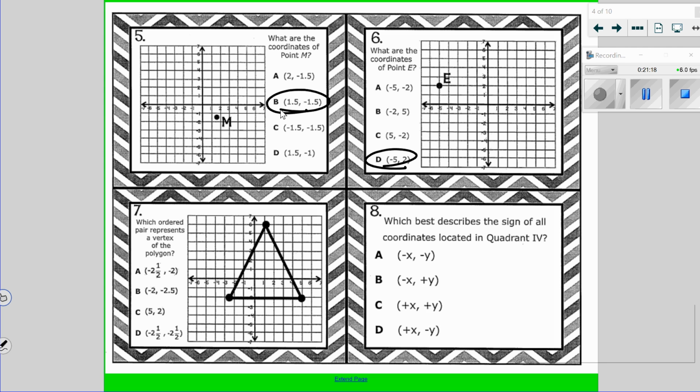7, vertex. Again, that's one of those points at the edges. So there are 2 ways to do it. I'm just going to go through the points again. So I go negative 2.5, and then down 2. I hit it on the very first one. That's A.